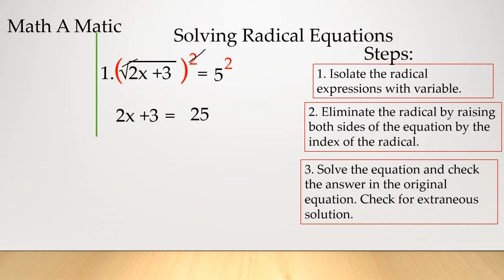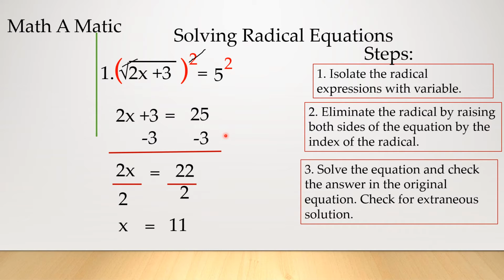Now we can solve for the value of x. We can subtract 3 on both sides of the equation, or simply you can transpose this to the other side, and it becomes negative. So this becomes 0. So 2x is equal to 25 minus 3, that is equal to 22. So divide both sides by 2, and x is equal to 11. Okay, so now x is equal to 11.